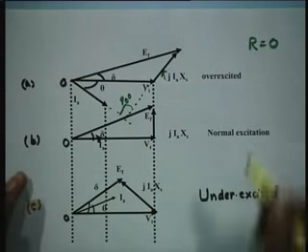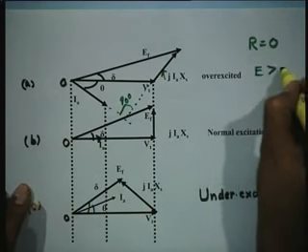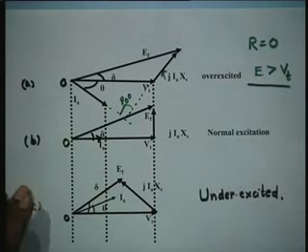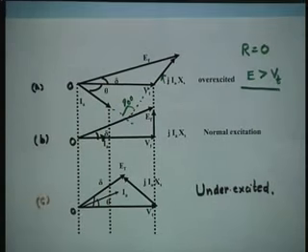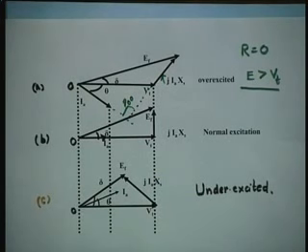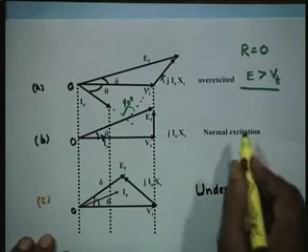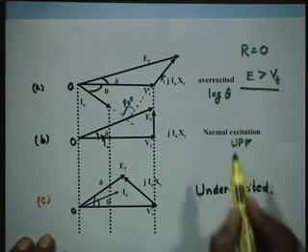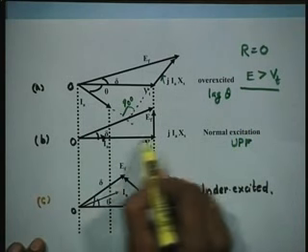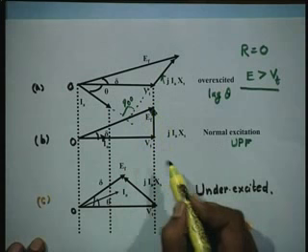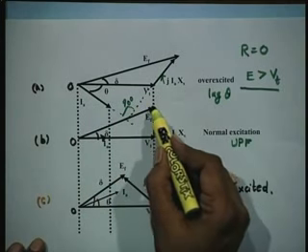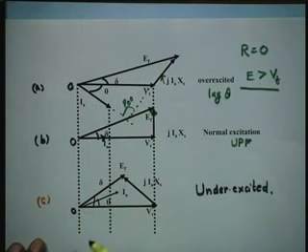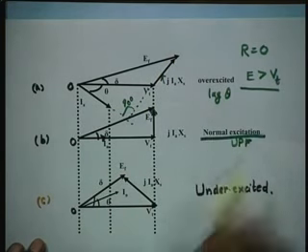This is called overexcited case. The E is much higher than VT. It is an overexcited case. Normal excitation is when the current and voltage are in phase. It is a unity power factor. This was lagging, this is unity, and you have to just add 90 degree, and this is EF, which is definitely lower than case A. This is called normal excitation.